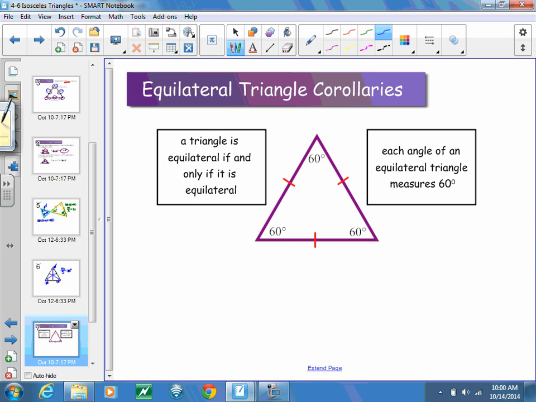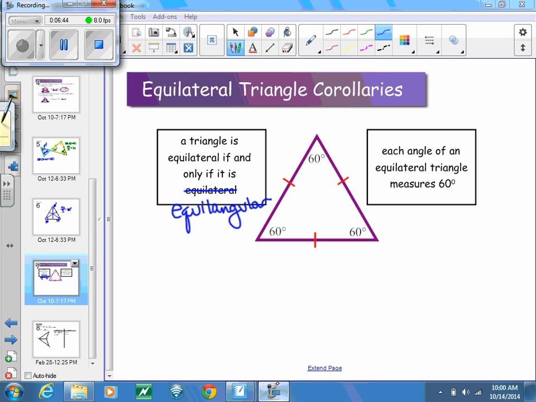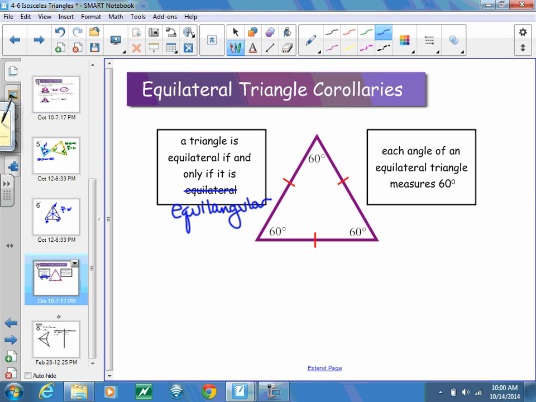So when we talk about an equilateral triangle, a triangle is equilateral if and only if it is equiangular. And what that just means is a triangle is an equilateral triangle if and only if all three angles are the same, which in this case, all three of those angles are going to have to measure 60 degrees.